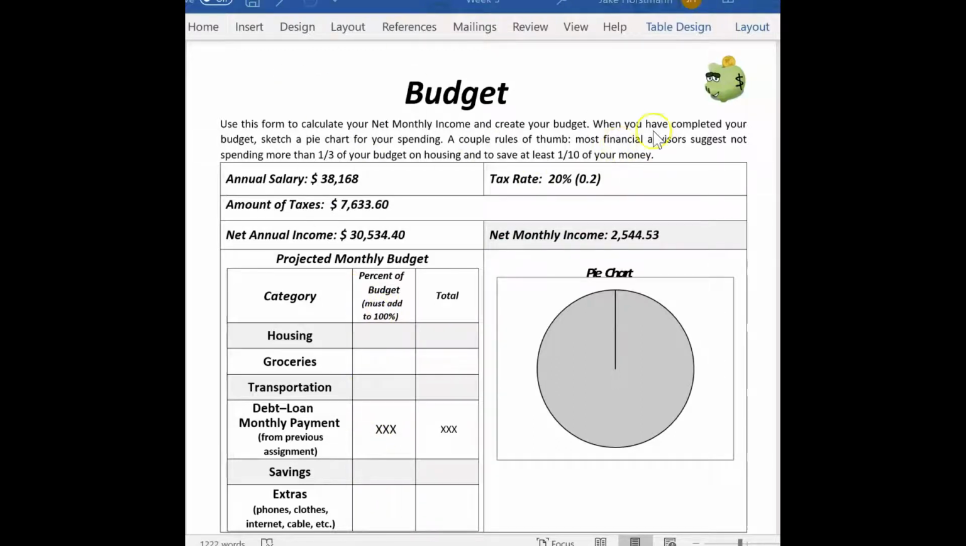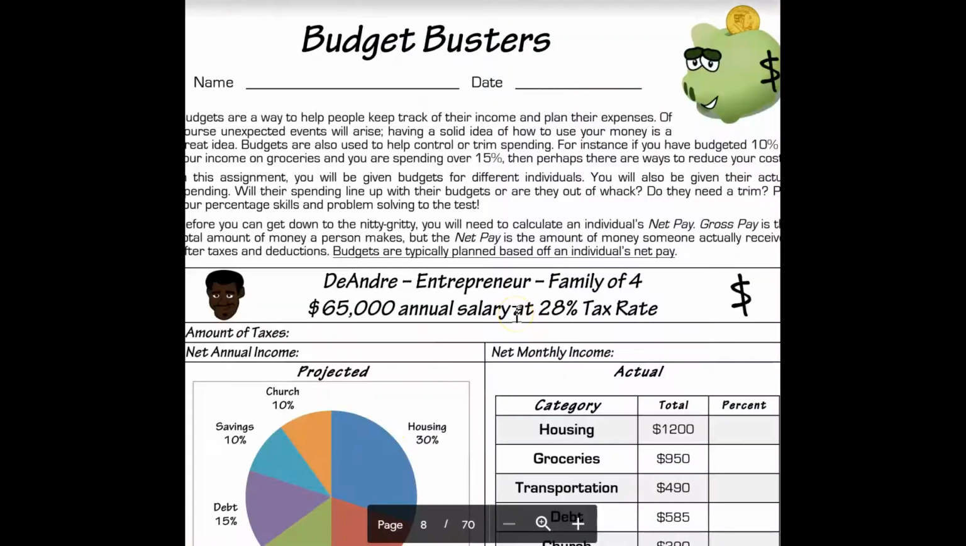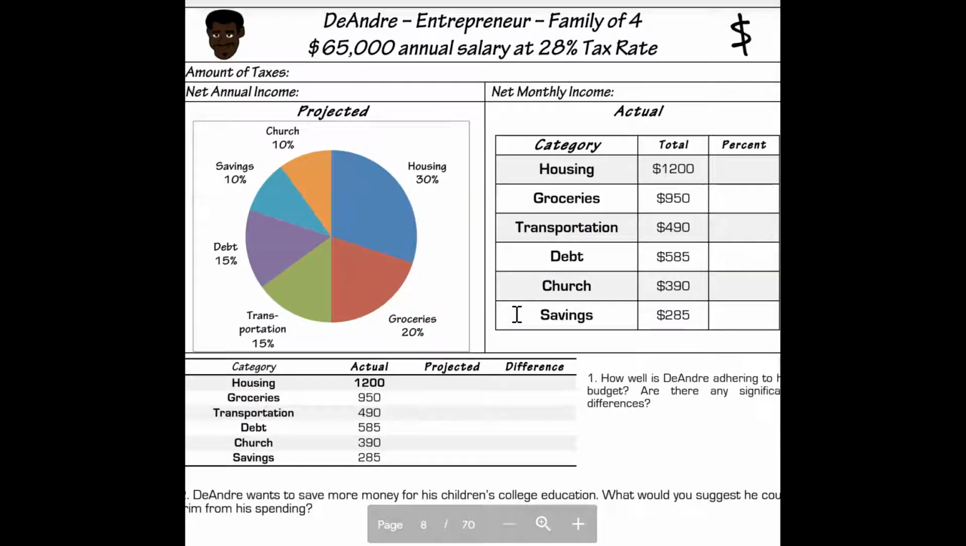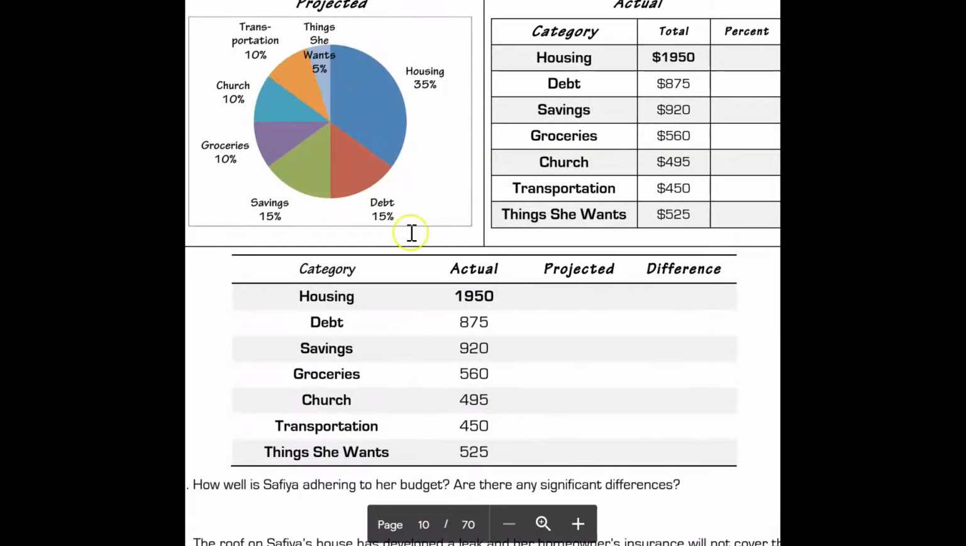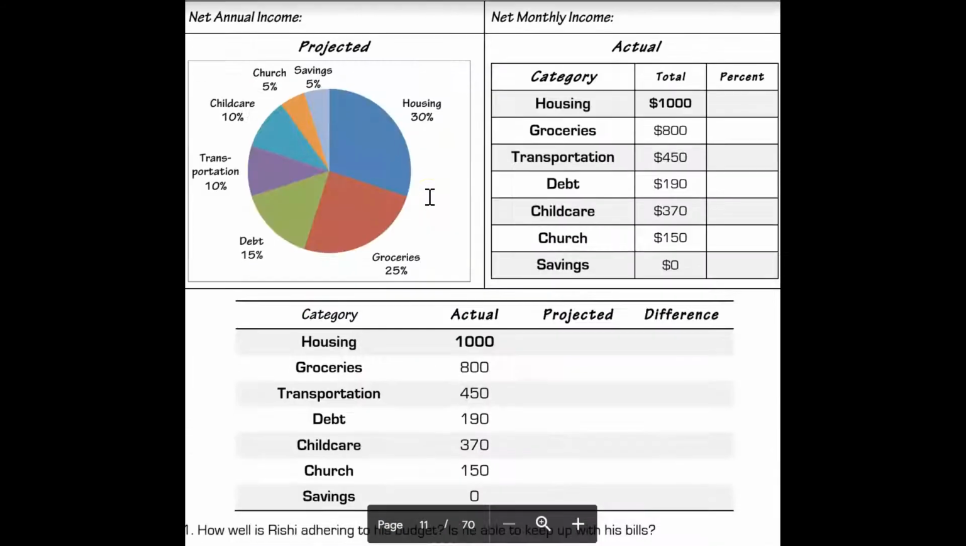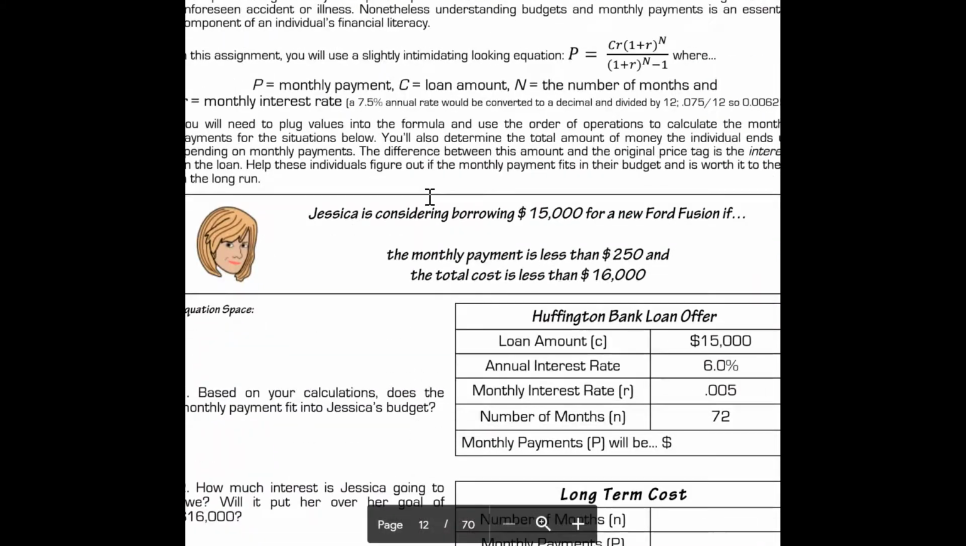So if you read the top, there's a suggestion of not spending more than 1/3 of your budget on housing and to save at least 1/10 of your money, and make sure that you X this out so we're going to actually have more money to play around with than usual. And if you're kind of confused on how to plug in the numbers, you could always take a look at week 2's assignment where they create pie charts for you to kind of get an idea of what percentages you would like to put in.